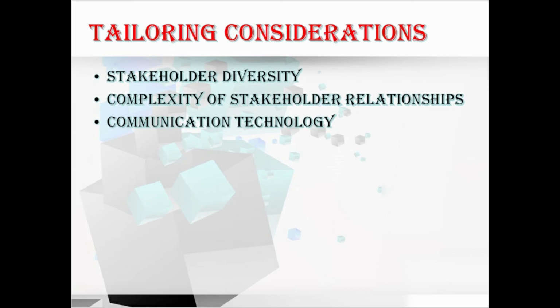Moving to the second one, complexity of stakeholder relationships. In this, we need to consider how complex the relationships are within the stakeholder community. For example, the more networks a stakeholder or stakeholder group participates in, the more complex the networks of information and misinformation the stakeholder may receive. Hope you understood this. Moving to communication technology. Here we need to consider what communication technology is available, and what support mechanisms are in place to ensure the best value is achieved from the technology, etc. Okay, this is all about the tailoring considerations for stakeholder management.